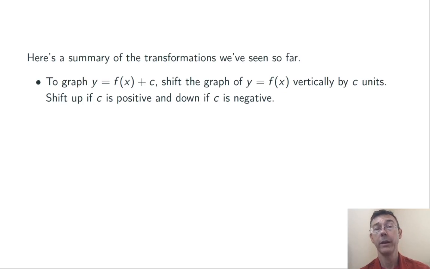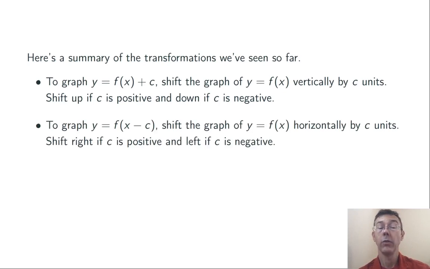Here's a quick summary of those last 4 slides. Suppose you want to graph y equals f of x plus c, so adding a constant outside of the function. You're going to shift the graph of y equals f of x vertically by c units. You're going to go c units up if c is positive, and you'll be going down if c is negative.